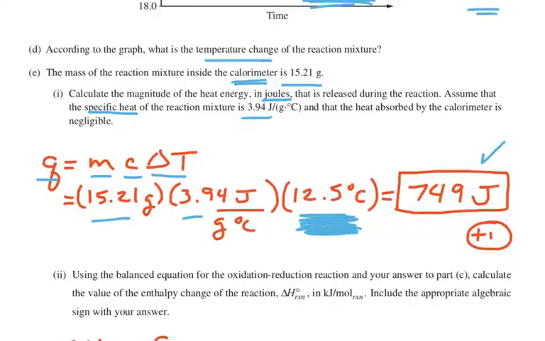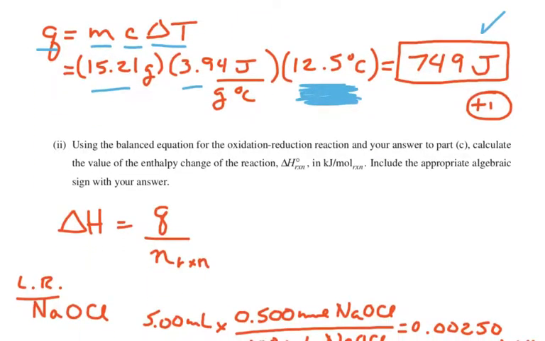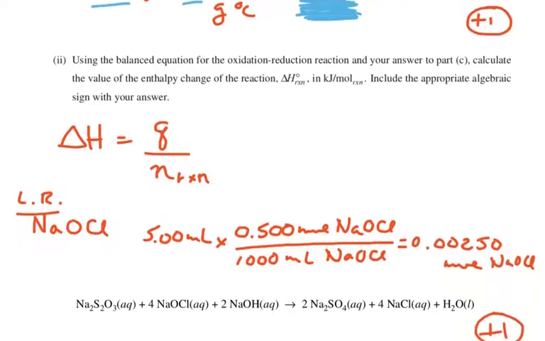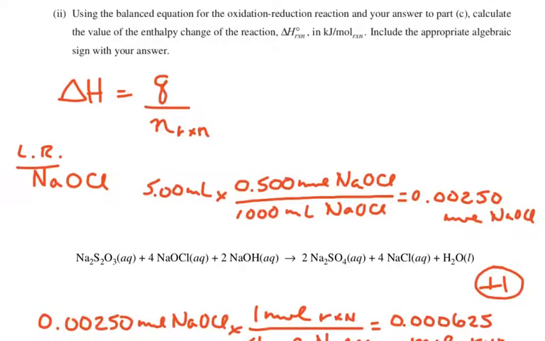Now, using the balanced equation for the oxidation-reduction reaction and your answer in part C, calculate the value of the enthalpy change of the reaction. Now, this is an interesting one. So the delta H of reaction in kilojoules per mole of reaction. So we have to watch out for that one. Include the appropriate algebraic sign with your answer.